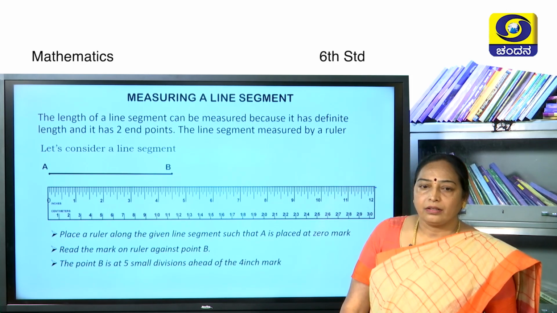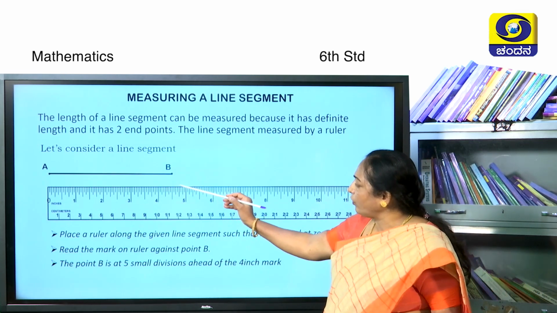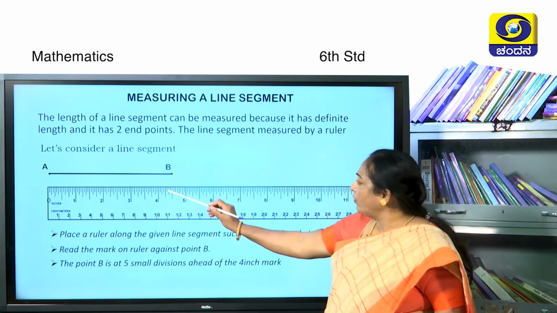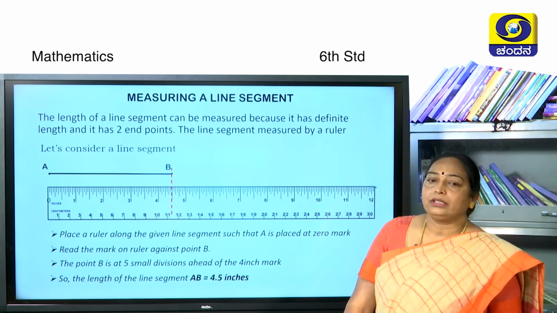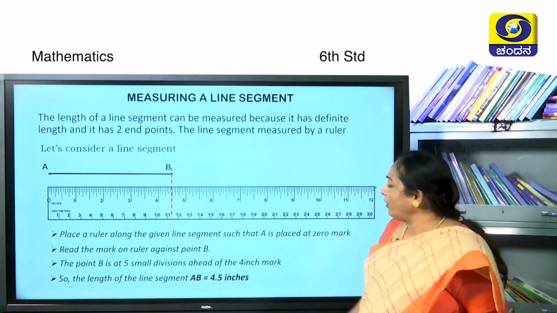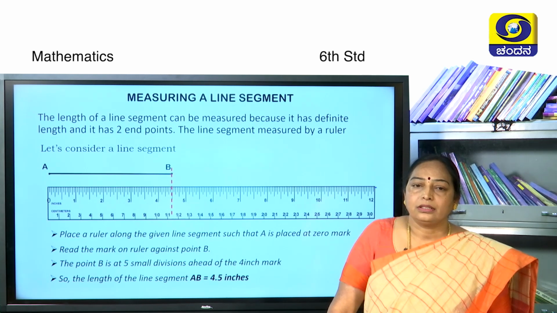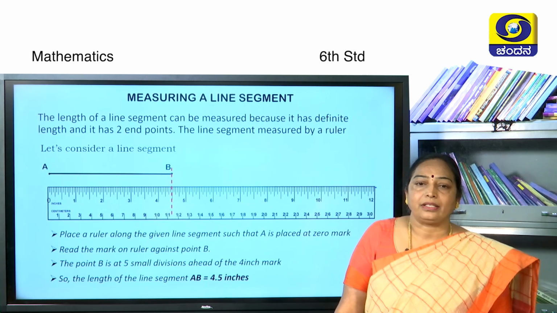There are 5 small divisions, 1, 2, 3, 4, 5, after the 4-inch mark. So, the length of the line segment is 4.5 inches. Children, I have taken the unit inches to measure the line segment. Usually, we take centimeters to measure a line segment.